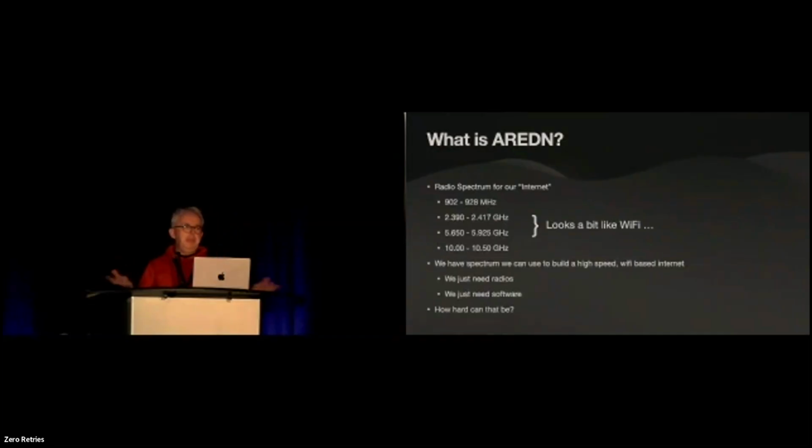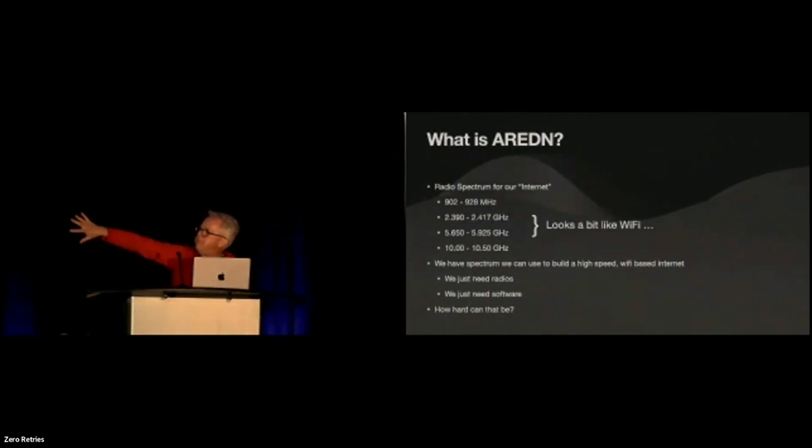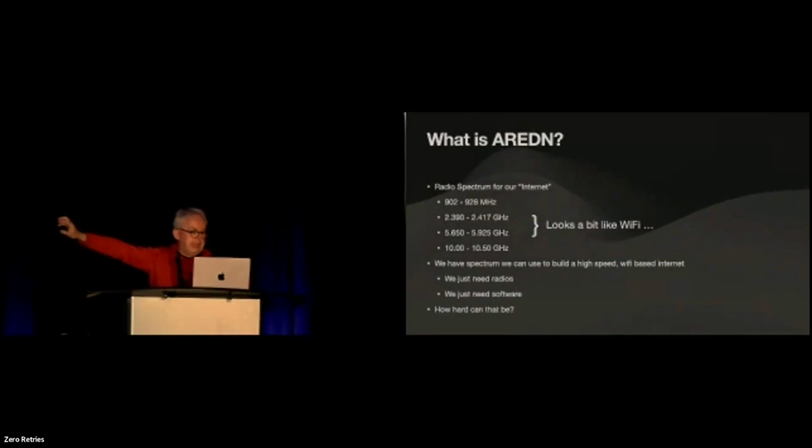So AREDN is an IP network, if people don't know that. It runs IPv4, and it operates over the sort of spectrum that you might expect your home Wi-Fi to be operating over. There are four main bands that you can see up there. Two central bands, 2.4 gigahertz and 5 gigahertz, are where your standard home Wi-Fi may operate. The 900 megahertz stuff is some new stuff, which we'll talk about a little later.